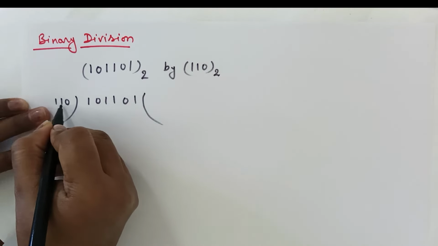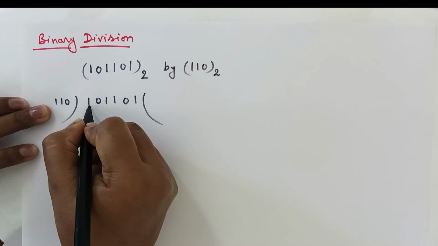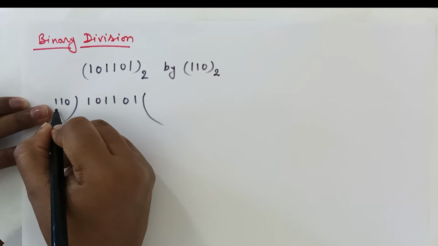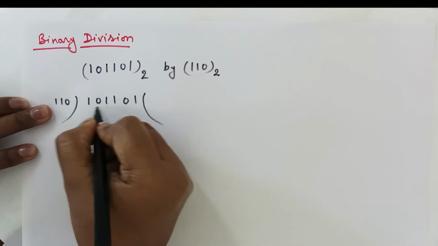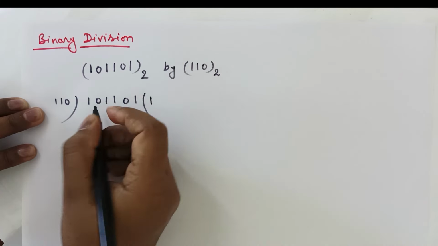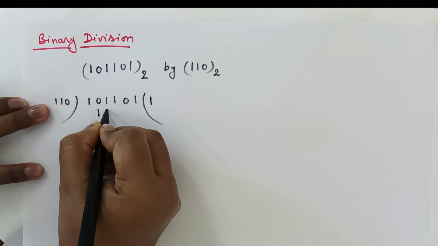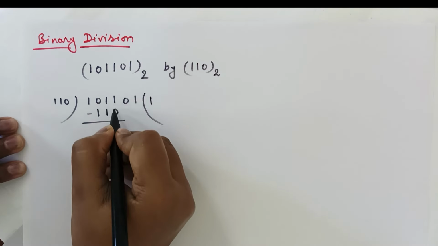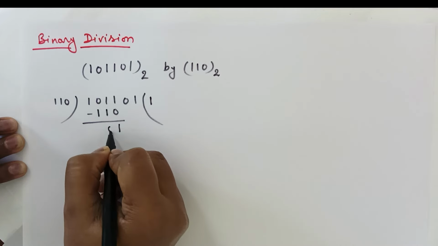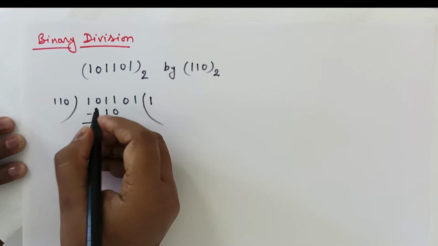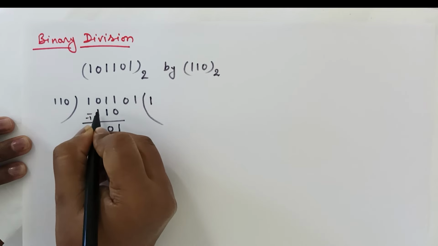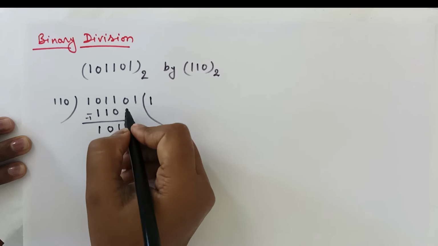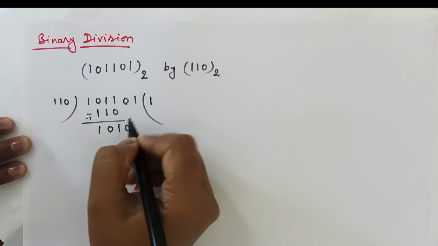So this 110 will not go into these 3 digits because this number is less than the divisor. So we'll take the first 4 digits. So by 1, this will go as 110. And we'll do the subtraction. 1 minus 0 is 1. 1 minus 1 is 0. 0 minus 1 is 1 with borrow 1. So we'll write the borrow here, and this will become 0. We'll take this 0 down here.